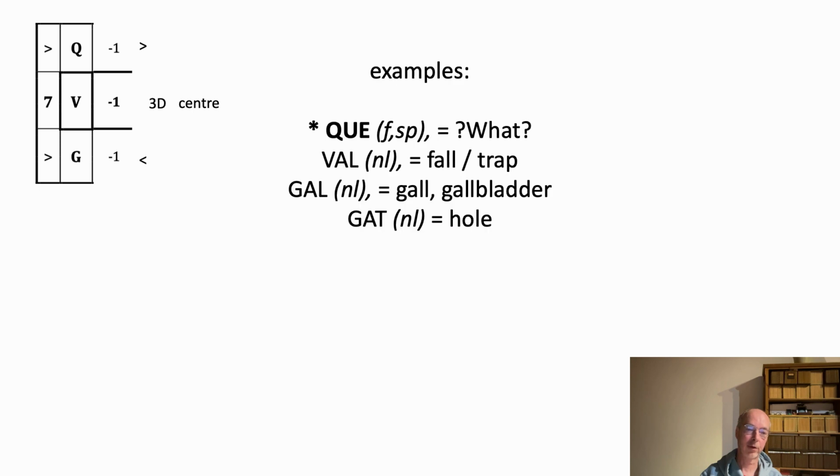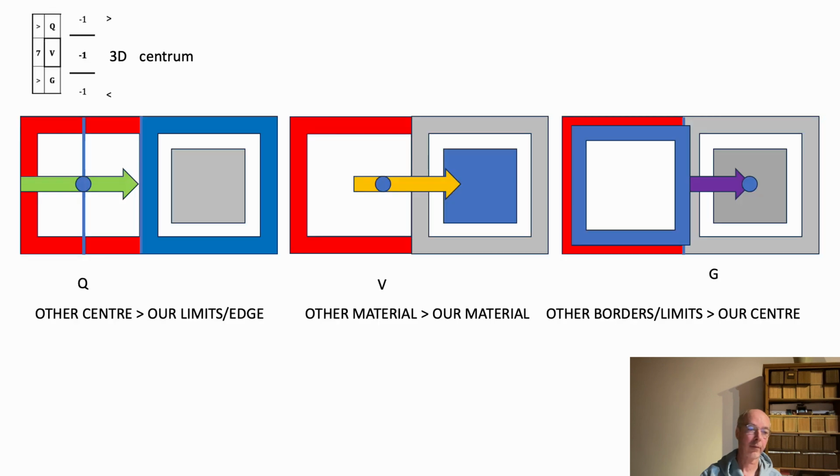The examples I will use are K, VAL, GAL and GAT. K is a Spanish and French word, and it means something like a question mark, what. But I will first show you what the three differences again are. We go from one center to our edge, from another material to our material, from another border or edge to our center.